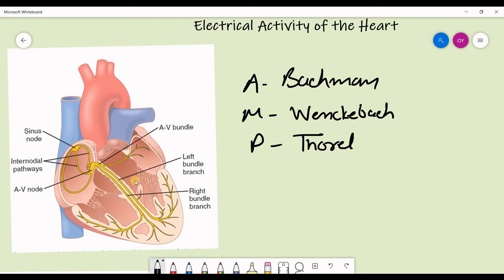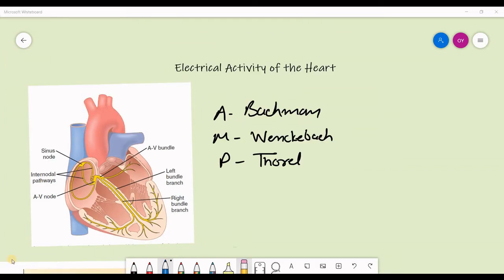Some important points to notice from this conduction system: first, the SA node has autorhythmicity, that means it can generate impulses without any external stimulus. But this autorhythmicity is not present only in the SA node; it is present in the AV node also, and in the Purkinje fibers also. But normally they do not produce their own impulse.